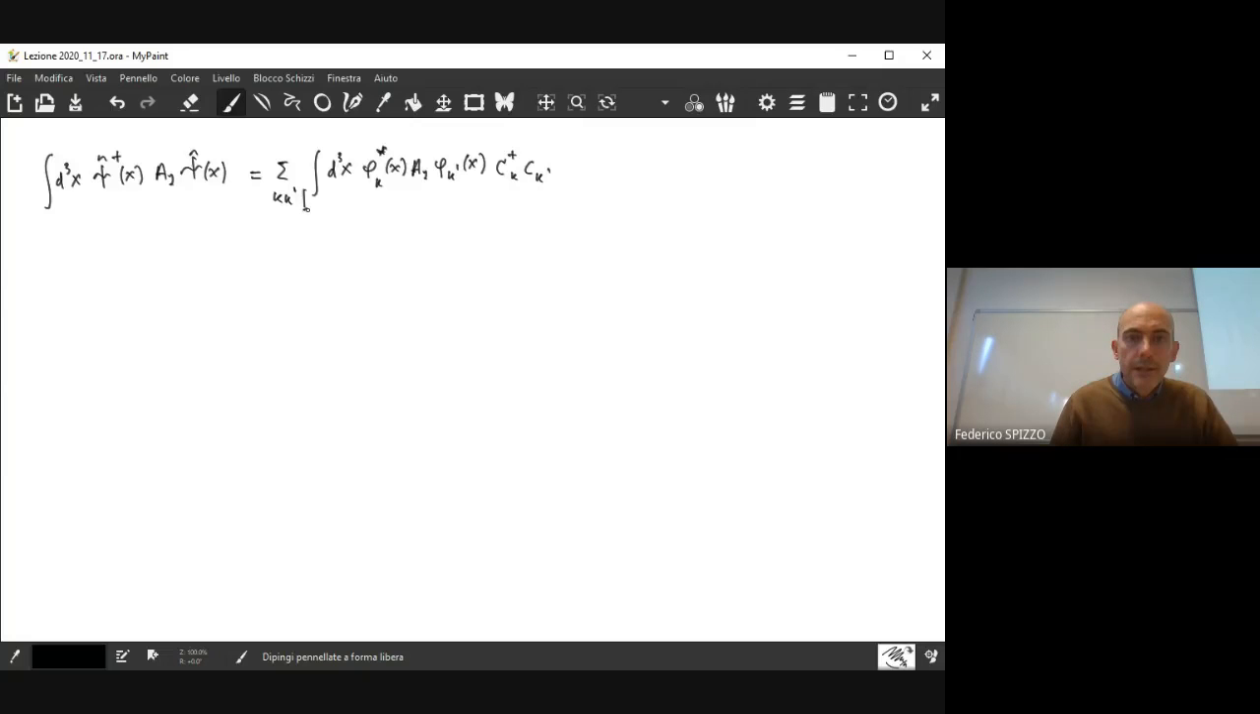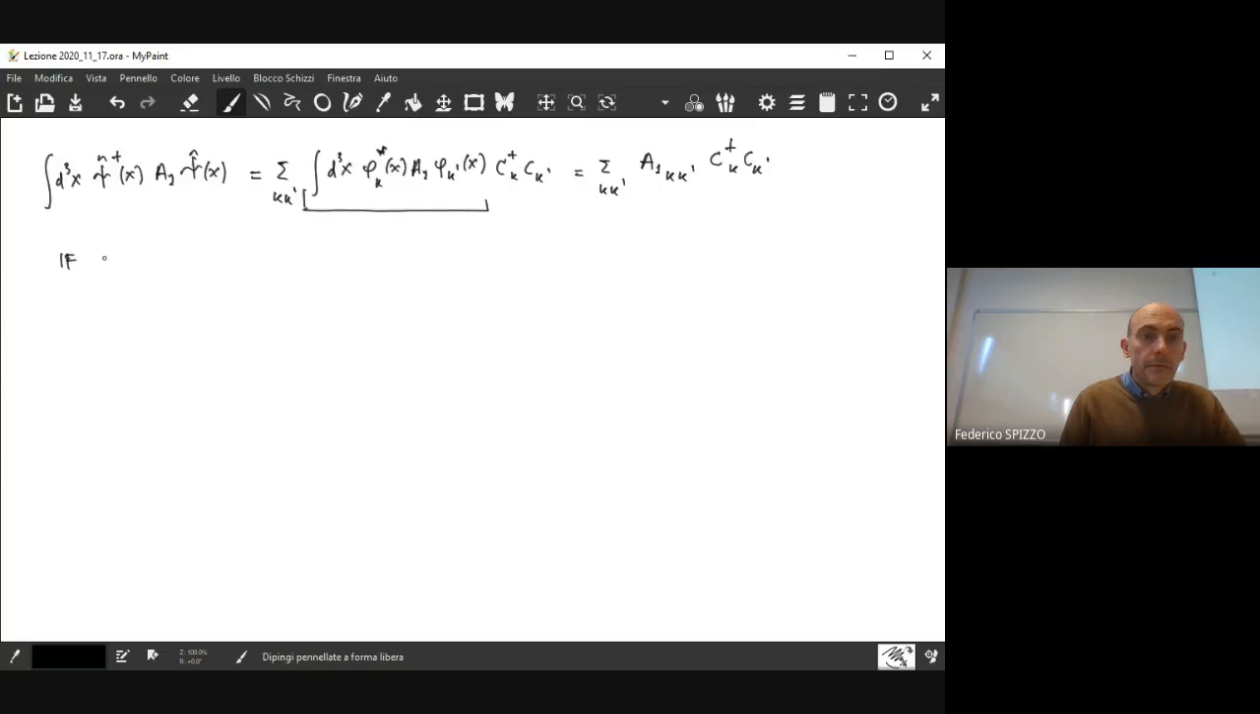If you notice here, this is just the matrix corresponding to the expectation values of the A1 operator over all the possible levels. So we may write this as a sum over k and k prime of the matrix element of the one-body operator between k and k prime, and then we have c cross k c k prime.